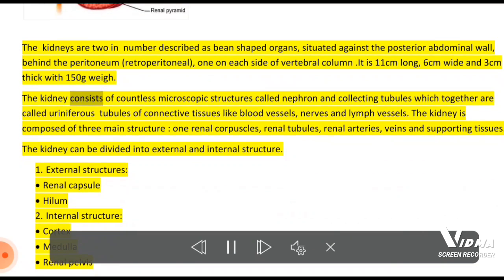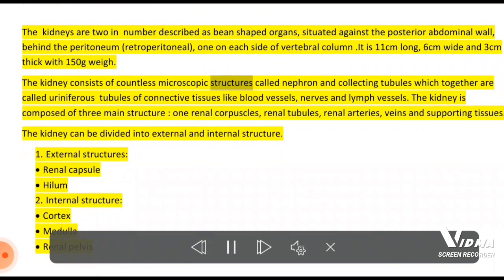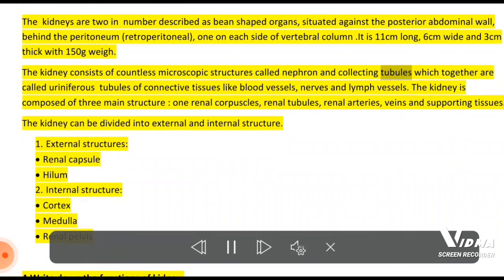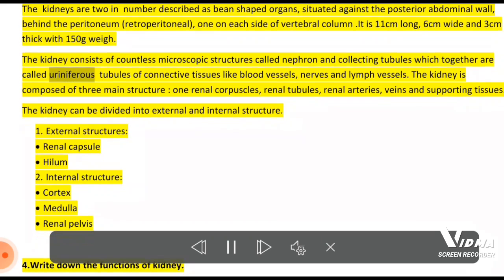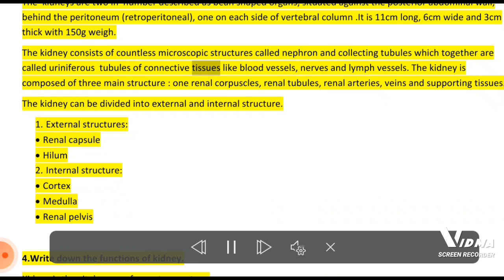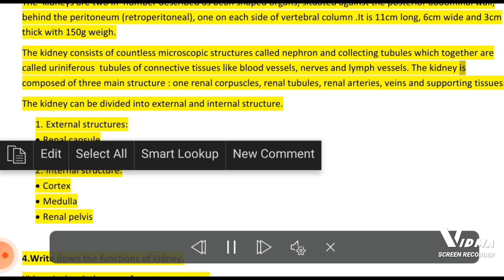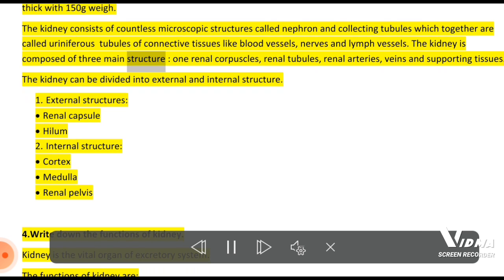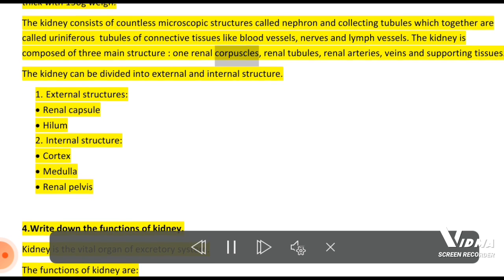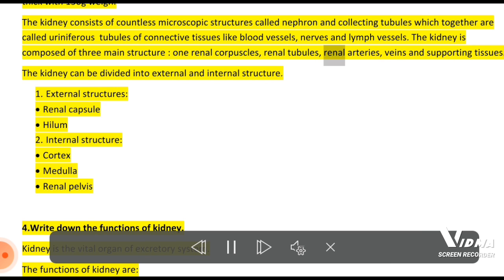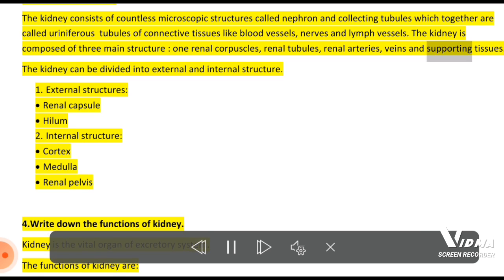The kidney consists of countless microscopic structures called nephrons and collecting tubules, which together are called uriniferous tubules, and connective tissues like blood vessels, nerves and lymph vessels. The kidney is composed of 3 main structures: 1. Renal corpuscles, renal tubules, renal arteries, veins and supporting tissues.